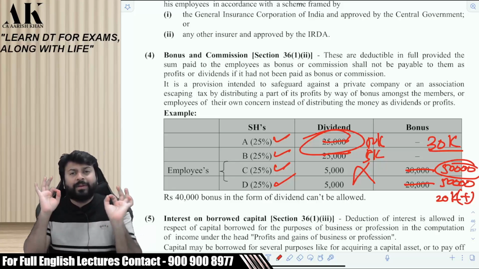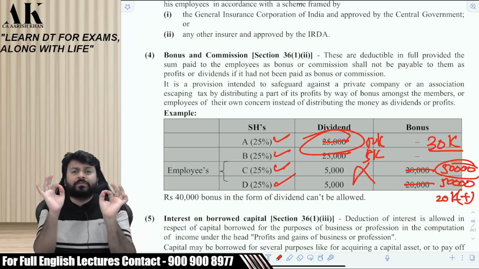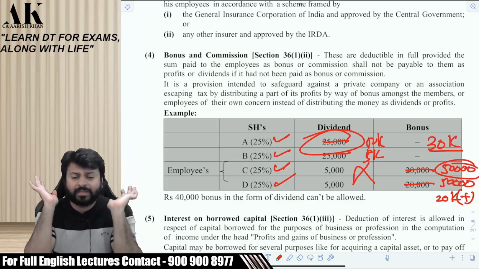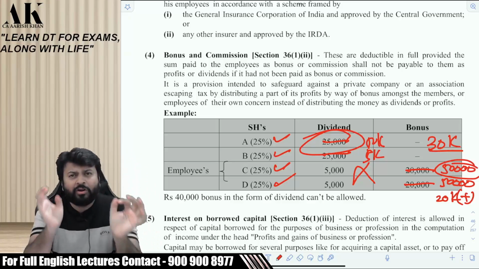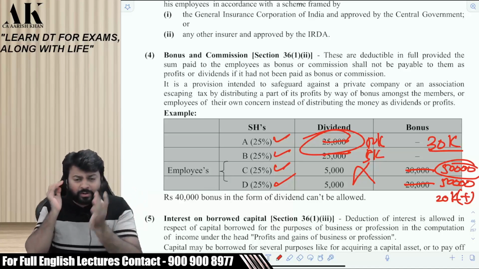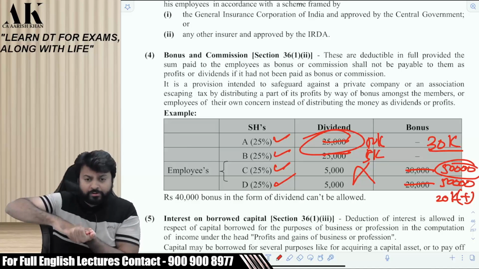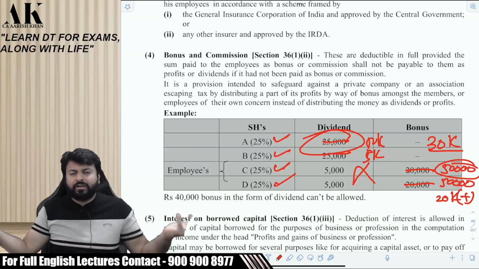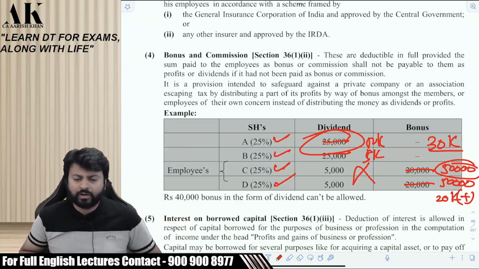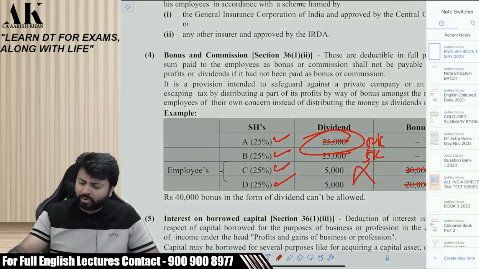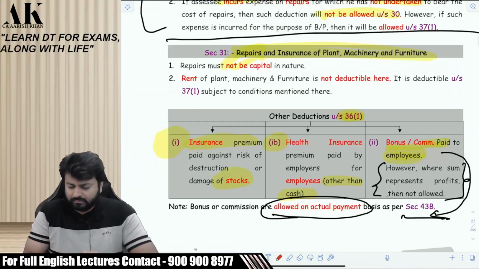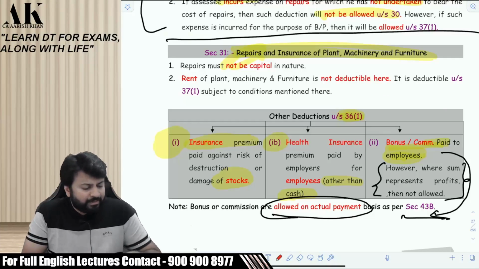So you have to pay dividend as per your share of investment in the company, in that proportion. If you are not getting the dividend in that proportion and you are getting lesser dividend than what you deserve and more bonus than what you deserve, the differential amount has to be disallowed. It will not be allowed under the income tax law. Is it clear, beta, to all of you? Please tell me.